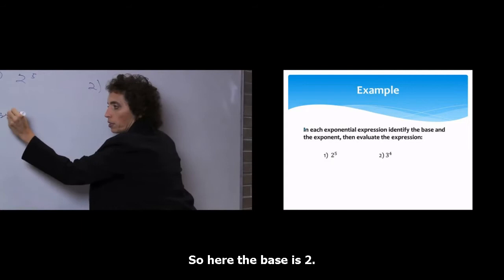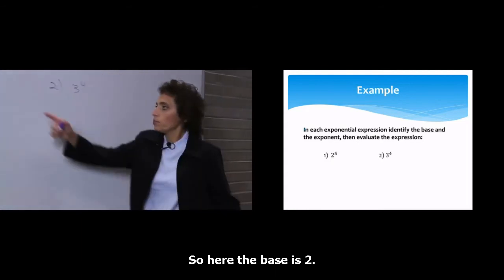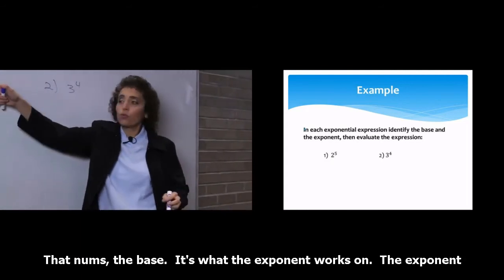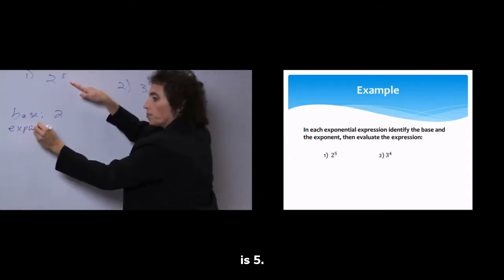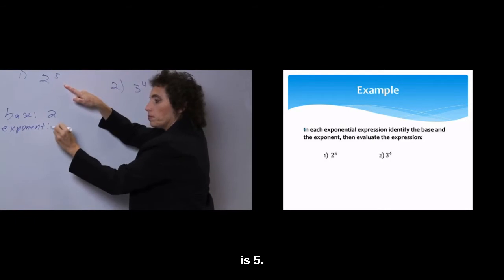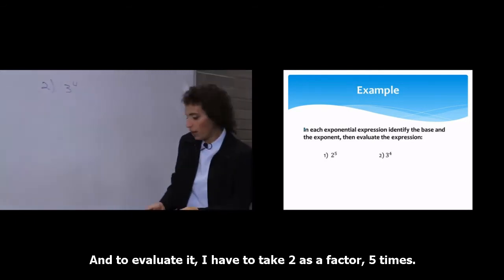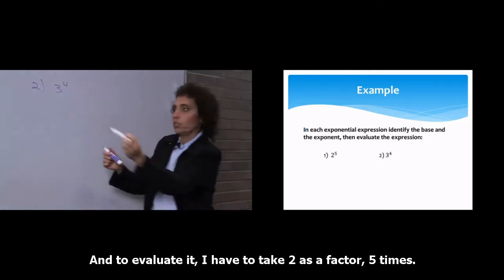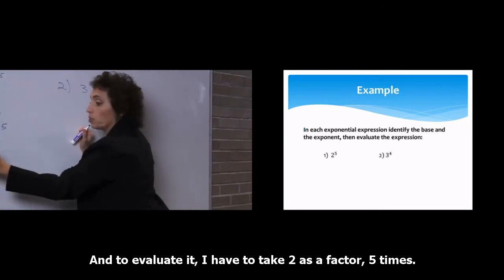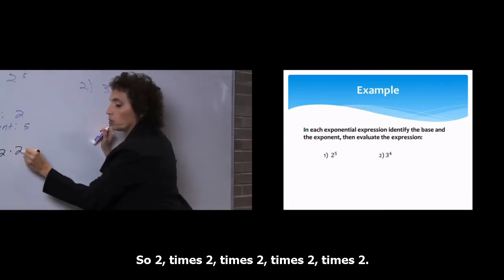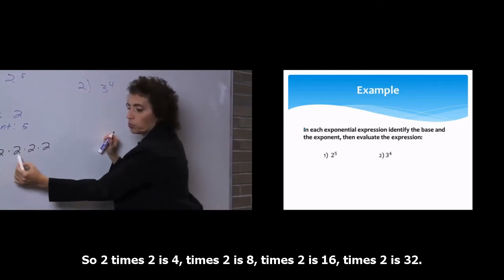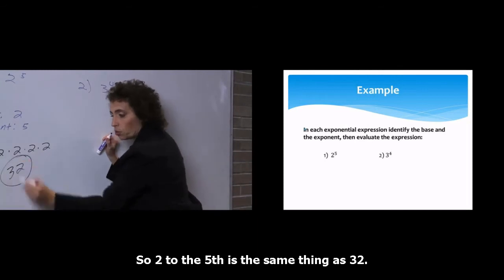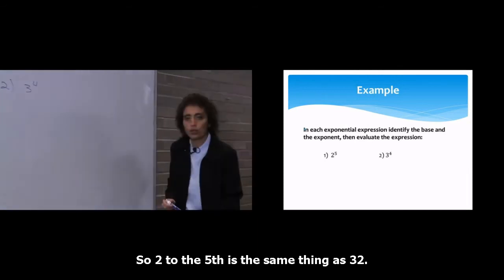So here the base is 2, because that number is the base. It's what the exponent works on. The exponent is 5. And to evaluate it, I have to take 2 as a factor 5 times. So 2 times 2 times 2 times 2 times 2. So 2 times 2 is 4, times 2 is 8, times 2 is 16, times 2 is 32. So 2 to the fifth is the same thing as 32.